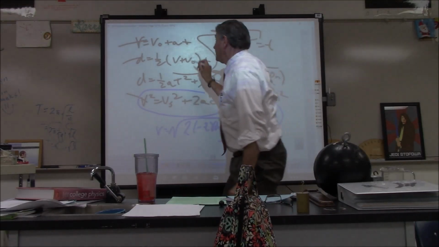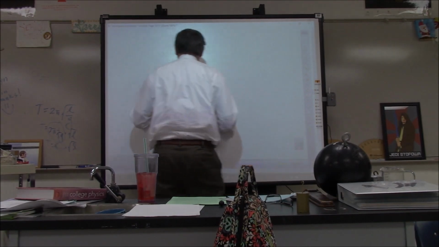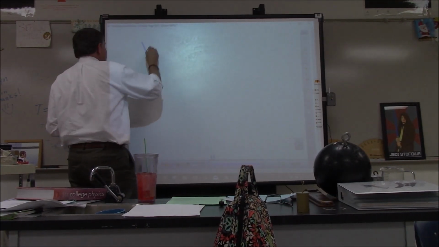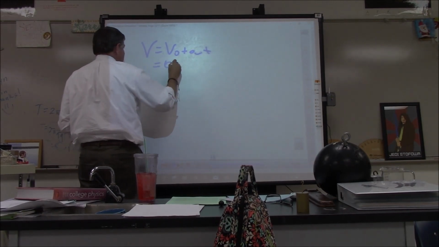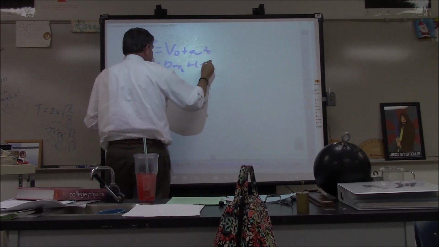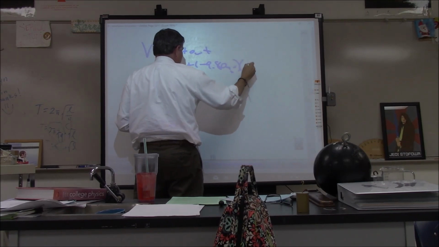If you went with this equation, okay, so let's say you go, wow, Mr. Burkamp, I like slope-intercept. Okay, good, I'm happy. So you've got v equals v naught plus at. So you've got 0 meters per second plus negative 9.80 meters per second squared. And what was the time?